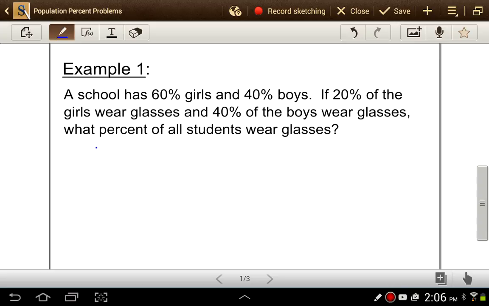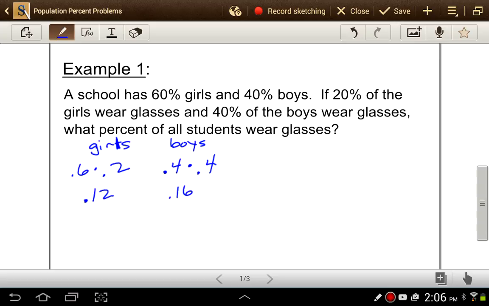So for the girls, we would take 60%, which would be 0.6, times the percent of them that wear glasses, 0.2. I turned those into decimals, as you'll notice. So that's going to be 0.12. Then for the boys, they're 40% of the population, so I take 0.4 and multiply that by the percent of them that wear glasses, 40%, so by 0.4, and that's going to give me 0.16, or 16 hundredths.